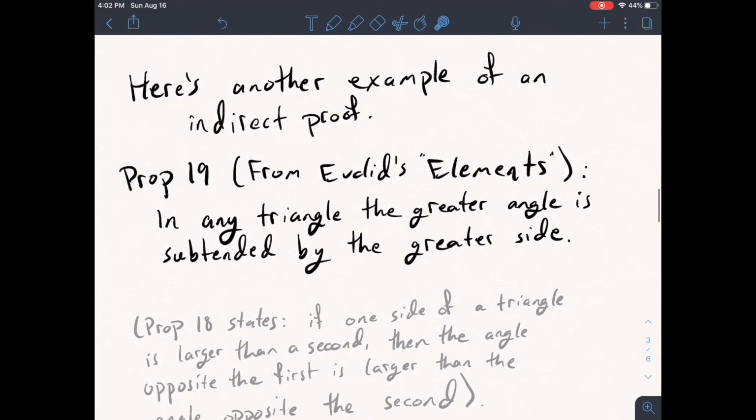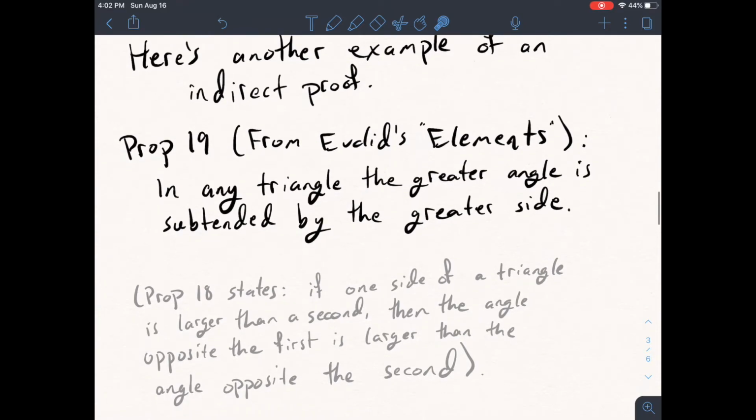But before I do that and before I get into the proof, I also want to say this is going to use Proposition 18, which comes right before this one. Proposition 18 says that if one side of a triangle is larger than a second, then the angle opposite the bigger side is going to be larger than the angle opposite the smaller side.